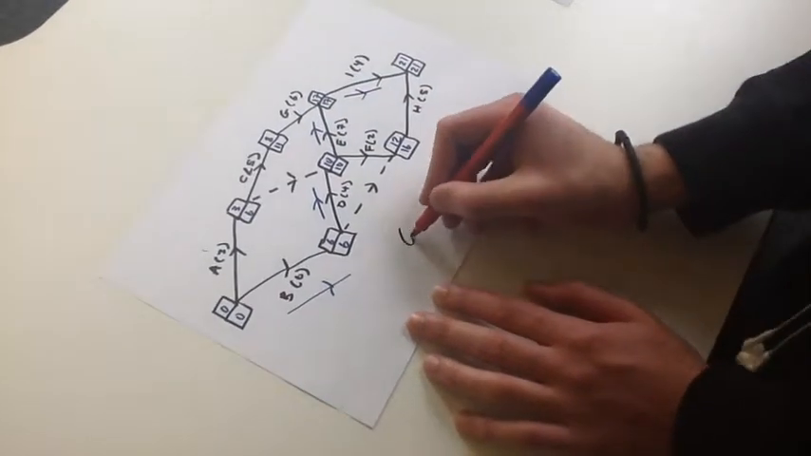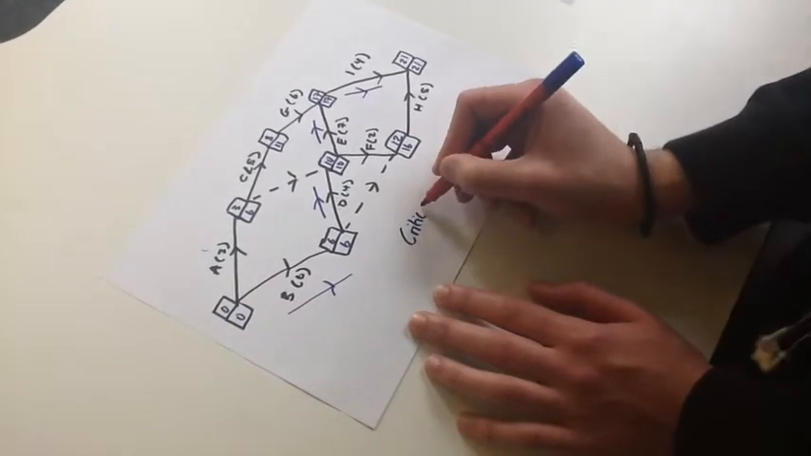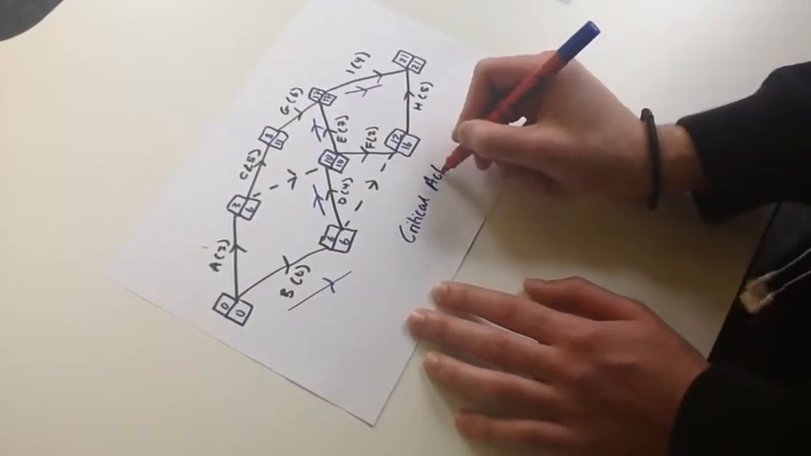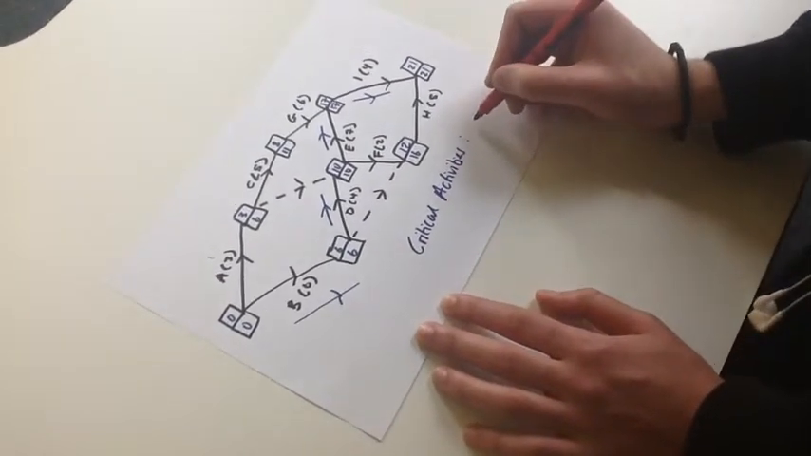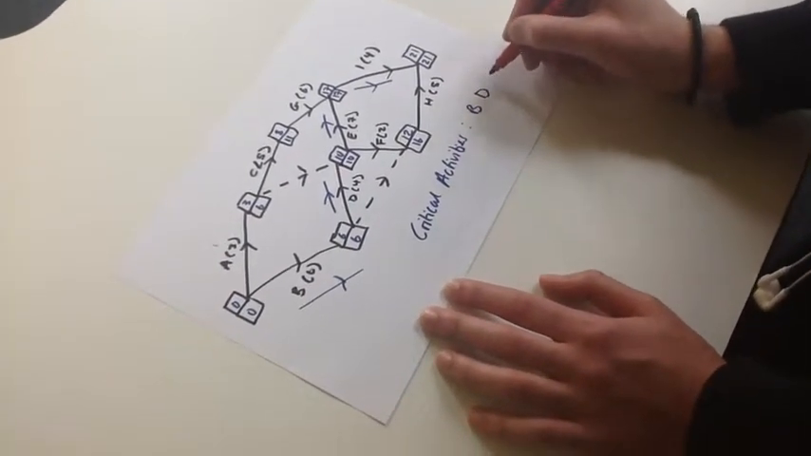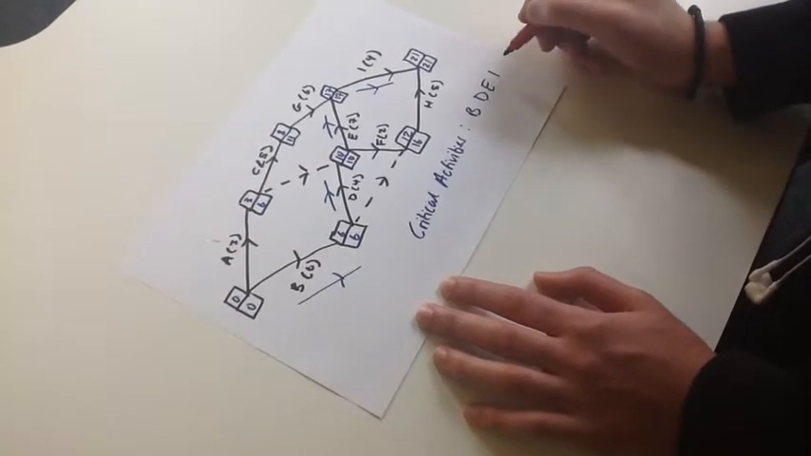So your critical activities are B, D, E, and I.